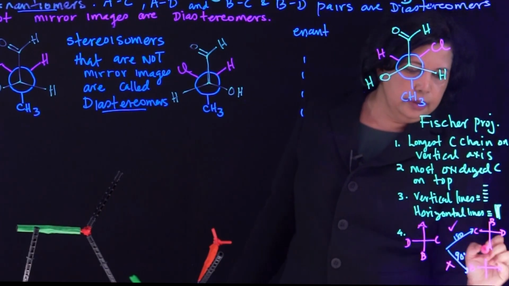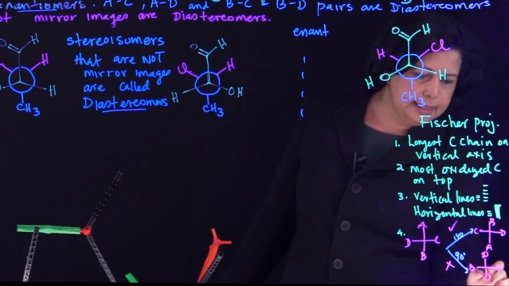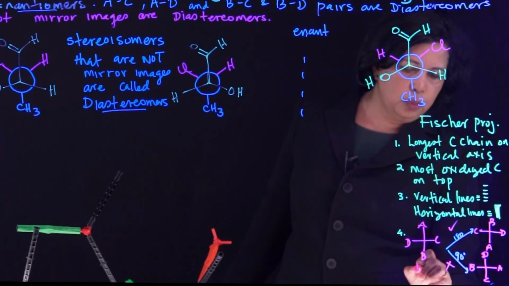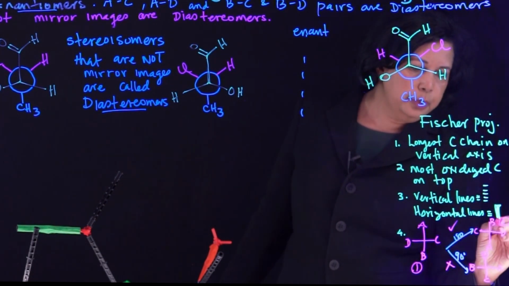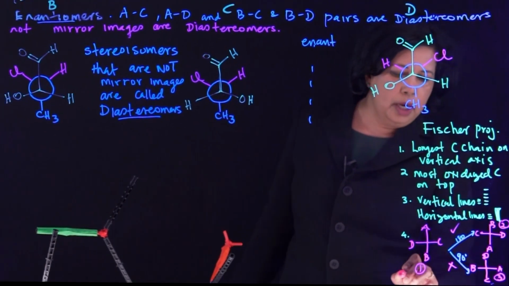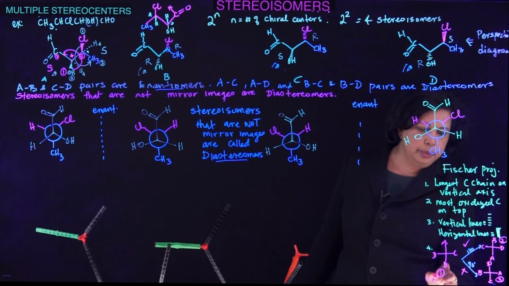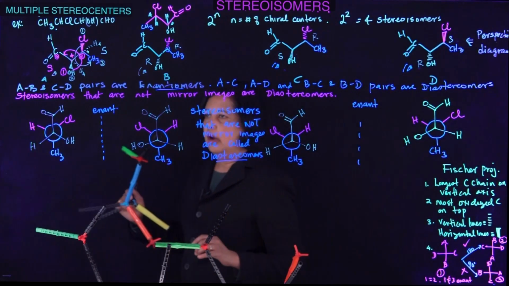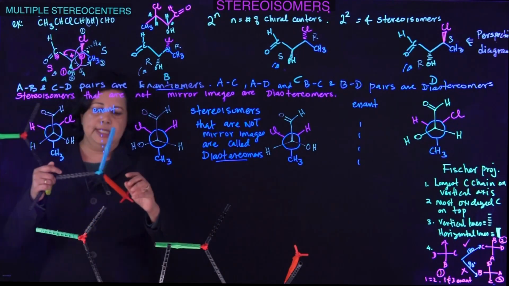So this is going to go like this, D and C. These are enantiomers, so let's call this 1, 2, and 3. 1 is the same as 2. 1 and 3 are enantiomers. 1 is not the same as 3, they are enantiomers. All right, so let's draw out a Fischer projection for this.